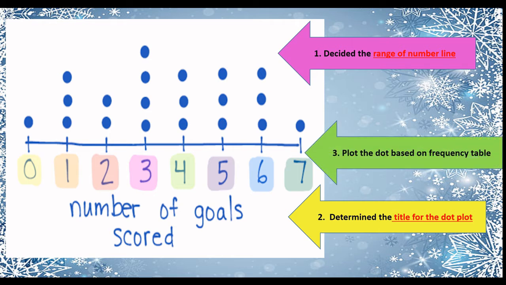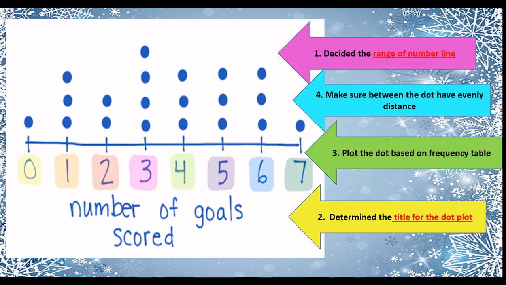Next, you have to plot based on the frequency table, and of course make sure the dots are evenly spaced, which means this is row number 1, row number 2, number 3, and number 4. So I can see this one will be the highest. By using your exercise book on the grid paper, you can draw it very clearly.